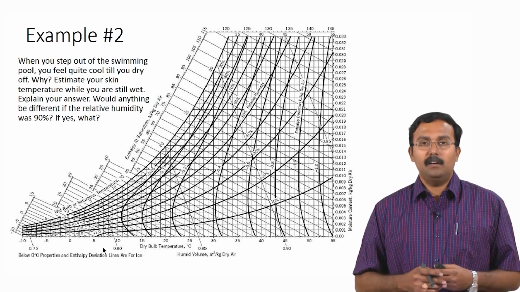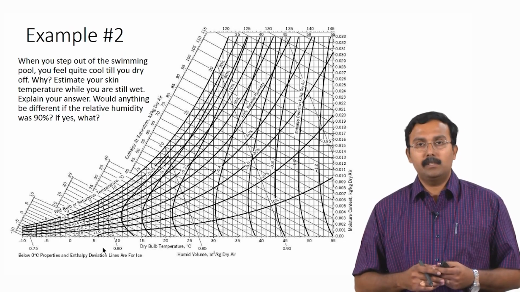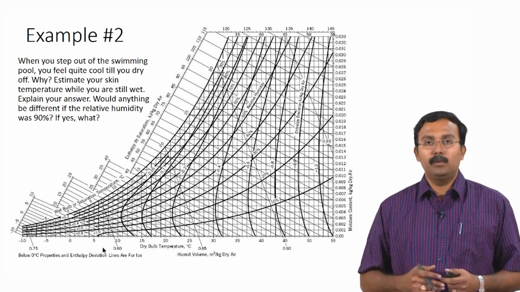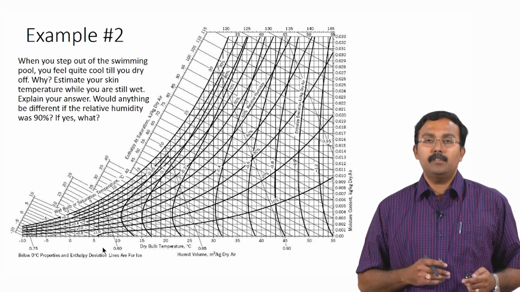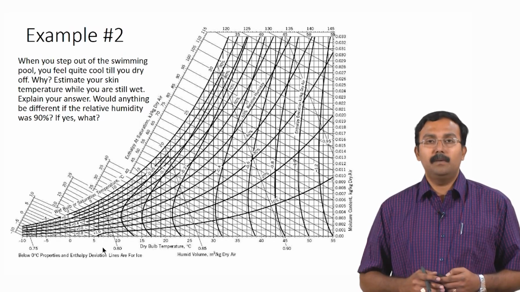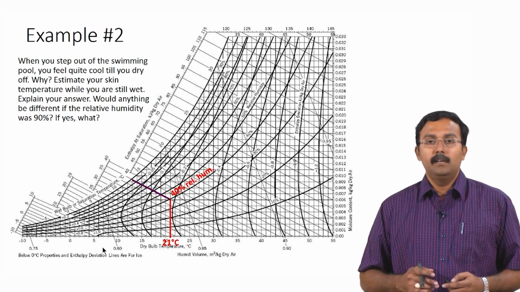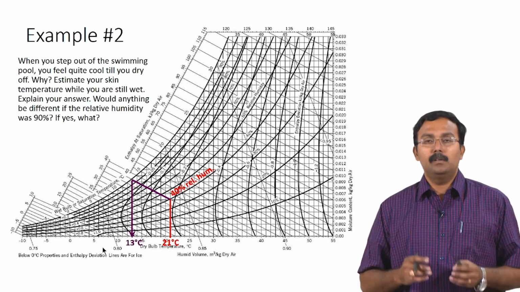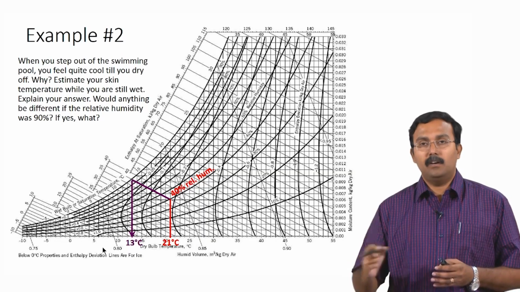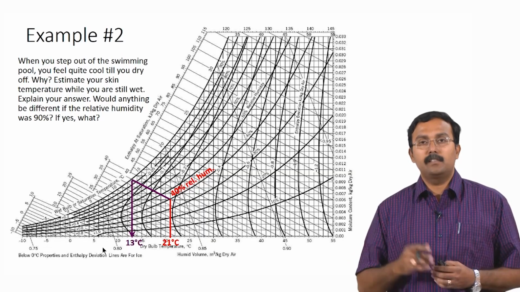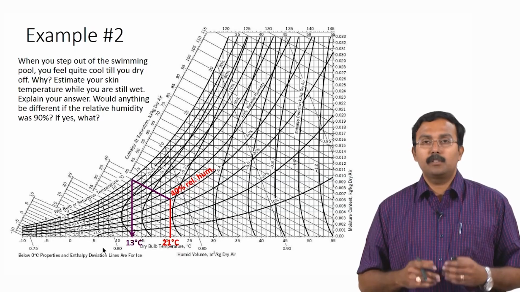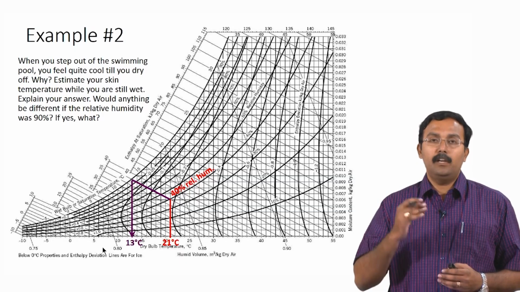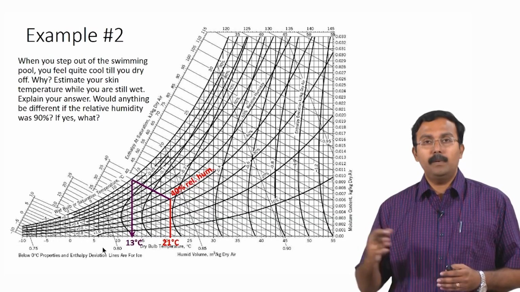So if you keep standing with wet skin, standing outside and assuming the skin remains wet, your temperature will drop all the way to the wet bulb temperature. The temperature on your skin can actually drop to the wet bulb temperature, which would be 13 degrees Celsius. Although the actual temperature of air in your surroundings is 21 degrees Celsius, the temperature your skin would be experiencing would be 13 degrees Celsius.